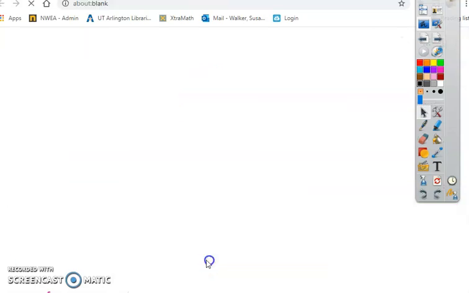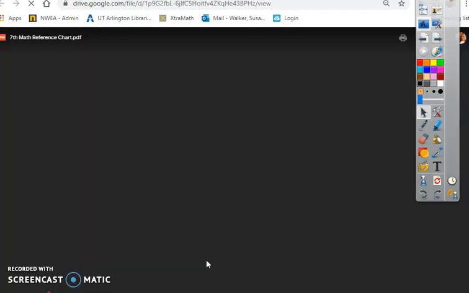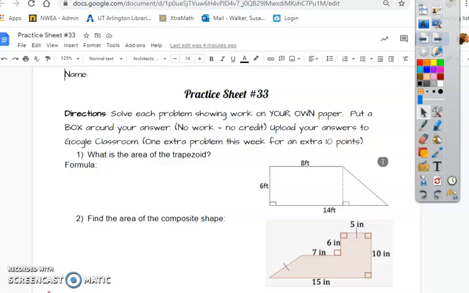So, first of all, we are going to find our formula chart for this problem because I already know that I'm seeing a trapezoid, okay? So, I have a trapezoid. What is the area? We want our formula, okay? Now, I do wish they had given you a number here, but they did not, so that's okay.